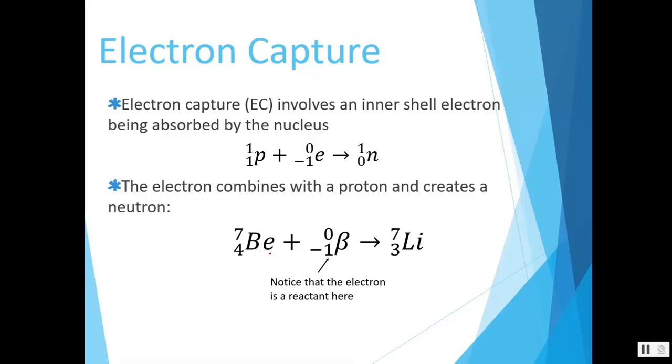So for example, here we have beryllium-7. That beryllium-7 can absorb a low-lying electron, and when it does that, we're going to see that the number of protons goes down by 1, and that proton gets converted to a neutron. So again, the mass number will remain the same, but the number of protons is going to go down.